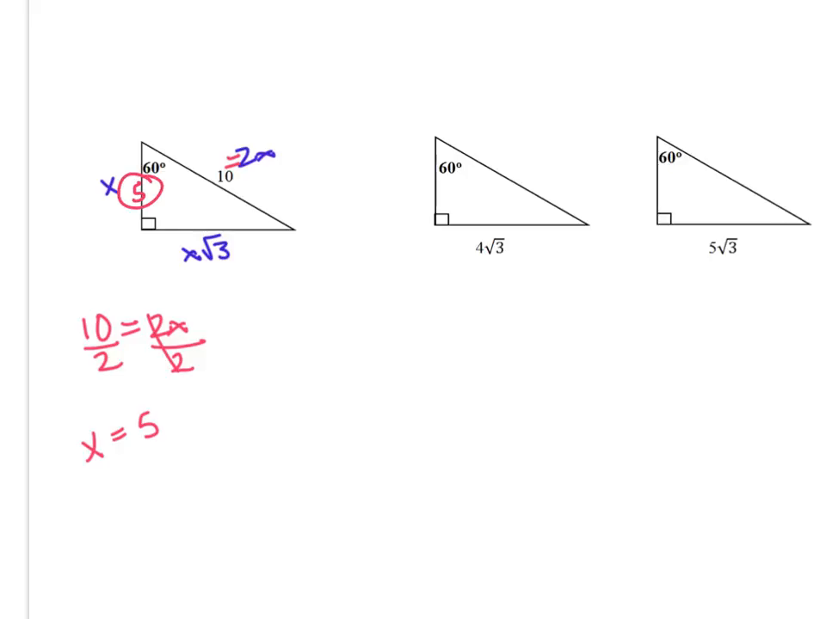Plug the x in to the x root 3, so this is 5 square roots of 3. And then the hypotenuse we already knew was 10. All right, kind of fun.